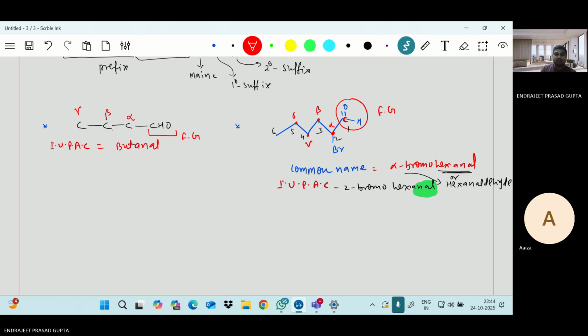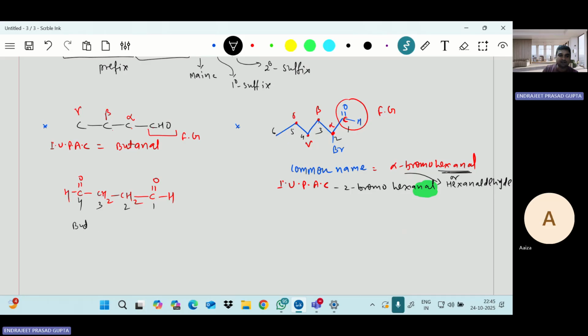Aldehyde you will use when, suppose I am writing here C double bond OH, CH2, CH2, and C double bond OH. So you can see two aldehyde groups are there. 1, 2, 3, 4. So this is 4 carbon, butane, and 1, 4 dial. Butane 1, 4 dial, two times aldehyde.